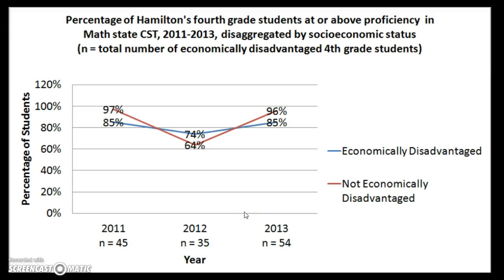Fourth graders again surprised us in 2012 by closing the achievement gap. In fact, students who are economically disadvantaged performed better than those who are not in 2012 in mathematics. So something happened in 2012 for fourth graders that helped close this achievement gap in both subjects. However, in 2011 and 2013, we still see the gap existing.